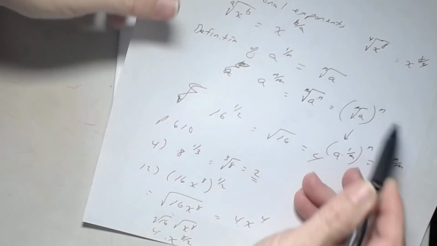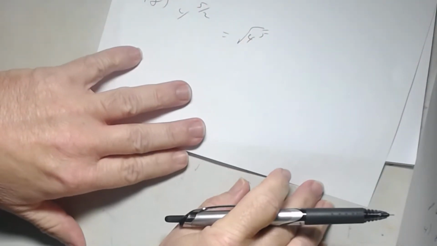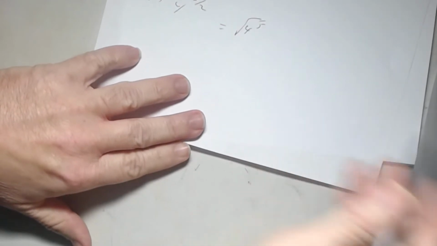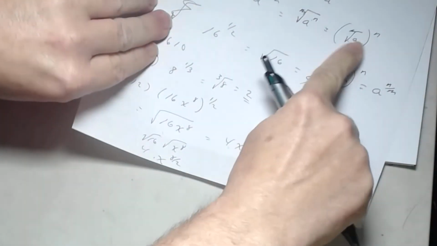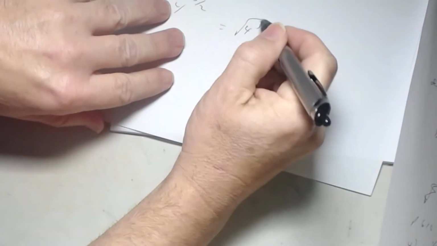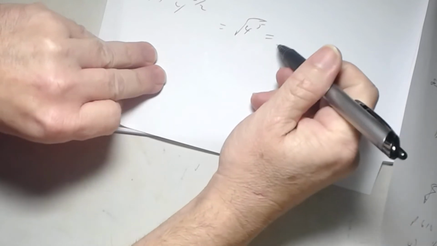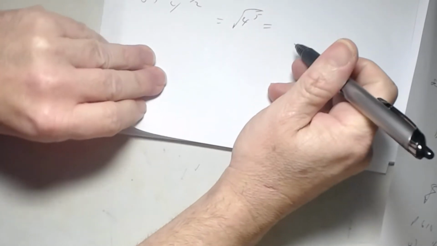So the square root of 4. Now watch how much simpler this becomes. Remember a while ago when we did this, I said you're going to need this idea in some of the situations.